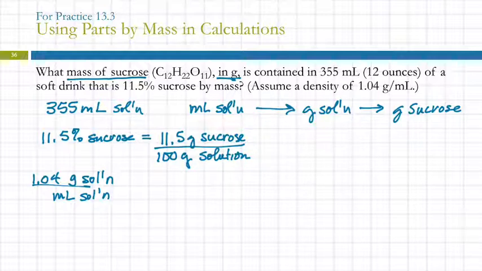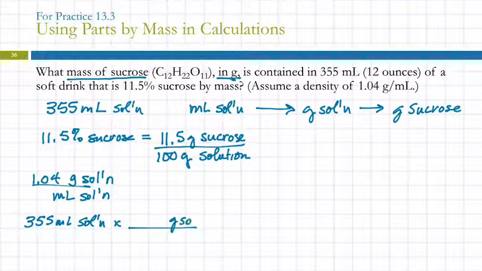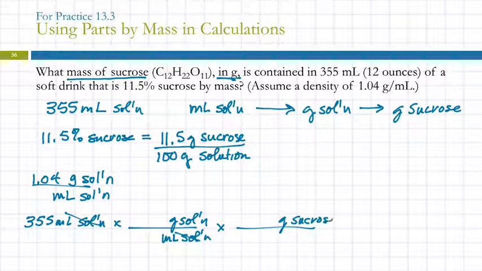So there's no equation that you plug this stuff into. You look at the units. So we're starting out with 355 milliliters of solution. And we're going to grams of solution. So I'm going to put milliliters of solution down here. So I want those units to cancel out. And then I'm going to go to grams of sucrose and grams of solution. So those units cancel.